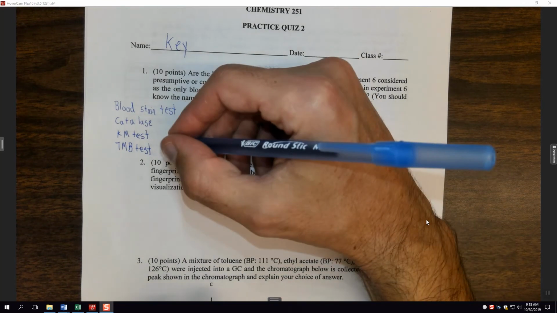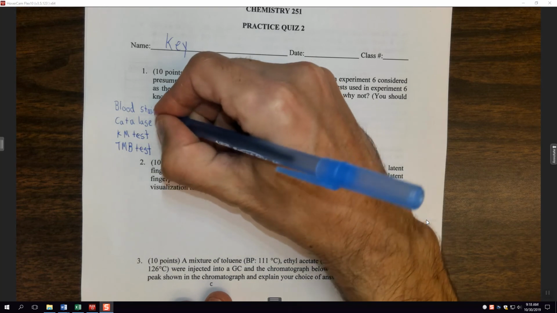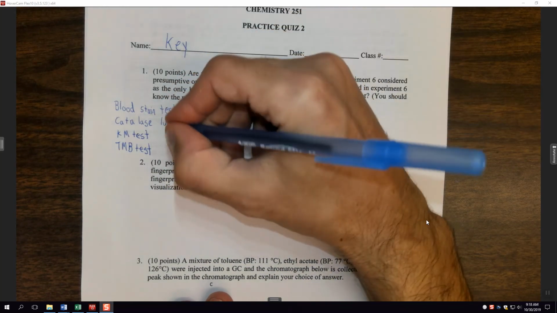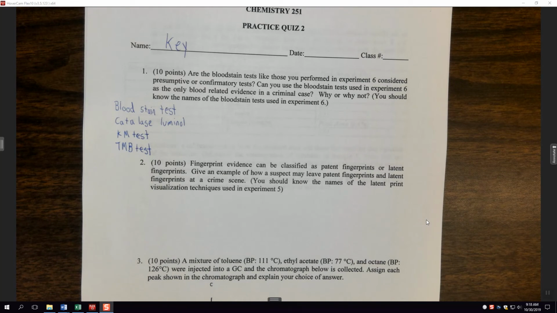And then finally, the last test that we had, I'm going to write it to the side here because I don't have room down here, is the luminol test. And the luminol test was that one that gave this luminescence, where you could basically see the color. Sorry, it's not phosphorescence, it's luminescence, which is where light is given off without a change in temperature. And this could be caused by false positives by things like bleach.